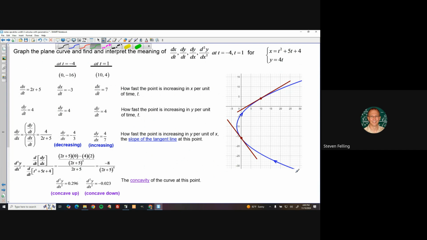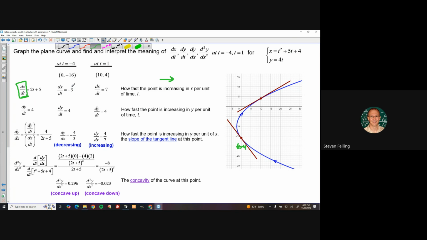So here is the graph of the plane curve. It looks like this. There's a plane curve traveling in this direction, right? And let's look at all those values. So what does that mean? The interpretation of dx dt. So what that means is how fast is the point increasing in the x direction per unit of time for t. So for example, at -4, we got a value of -3. And that means that, well, let's actually plug these values in. If we plug -4 into the actual equations, we get that the xy coordinate is 0, -16. So we're at 0, -16 here at t equals -4.